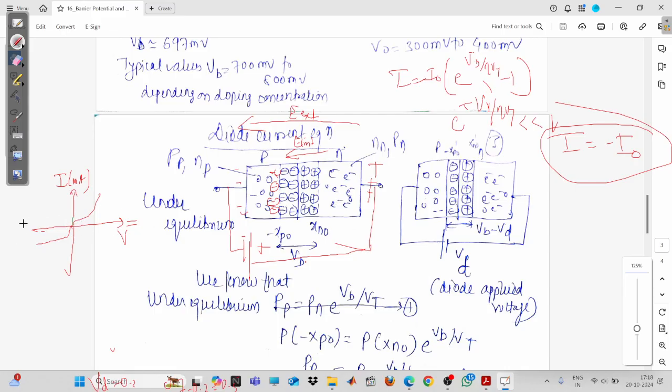So the constant value will be there. This is because there will be a flow of only minority charge particles, because the field is attracting the majority charge carriers, and the minority charge particles will move here now. The minority charge particles in the P side will be electrons, and in the N side will be holes. So only they will diffuse to the junction. The other charge particles will be swept out. So in this way we can understand the VI characteristics of the PN junction diode.